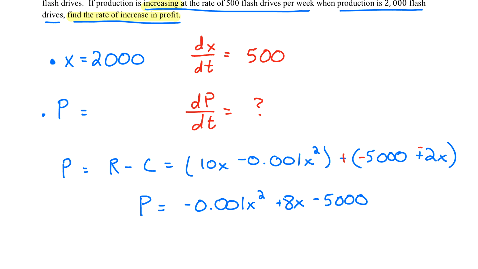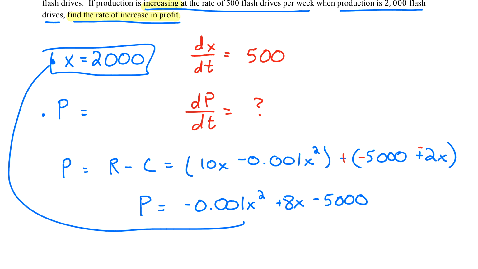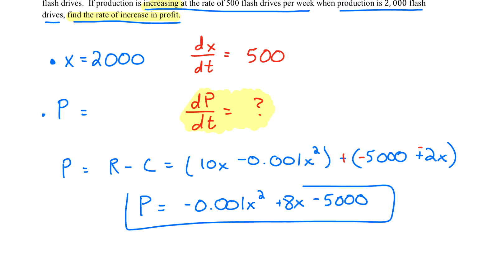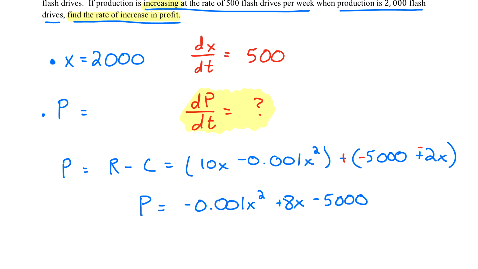Now I could, if I wanted to, take my x value of 2,000 and plug that into my profit function to find out exactly what my current profit is. But that's not what I was asked to find. I want to keep in mind what it is that I'm looking for. I want to find the rate of increase in my profit. I want to know how profit is changing if I make these changes. So here's my equation that relates those two. I now need to take the derivative of that equation.